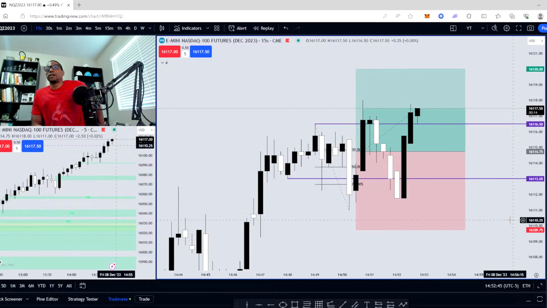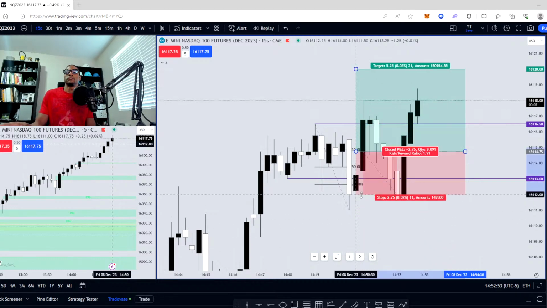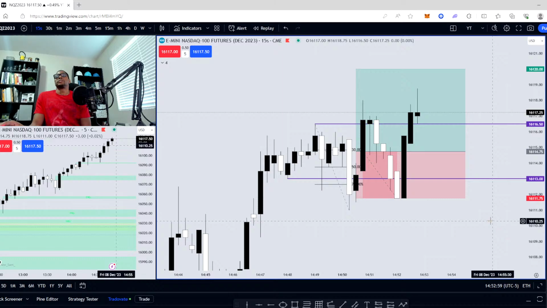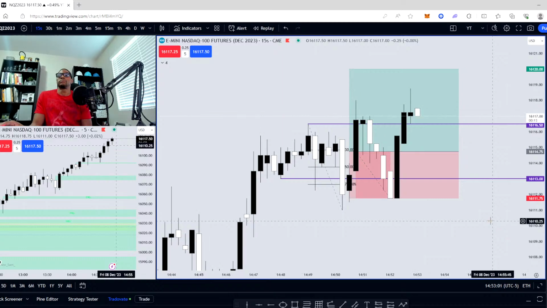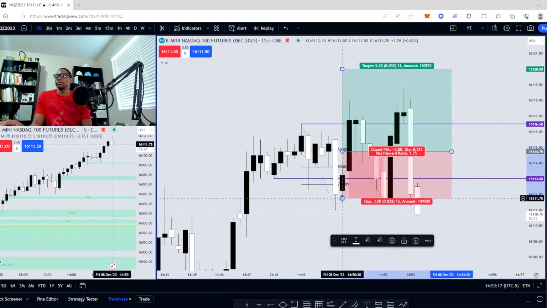Getting close to a new high. New high has been made. Stop loss under the swing low. See if it can run the profit. Okay. Anyone who moved their stop got stopped out.